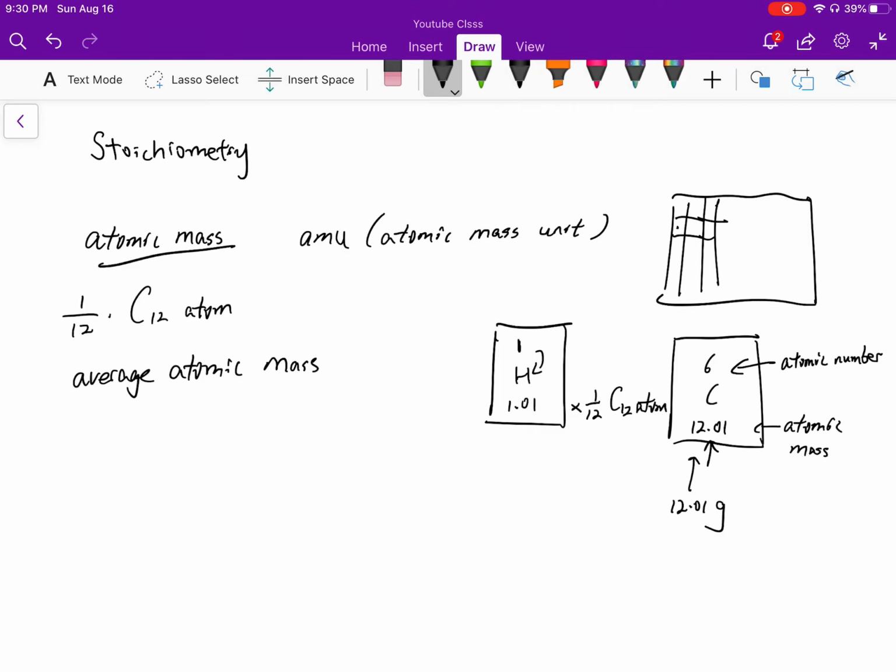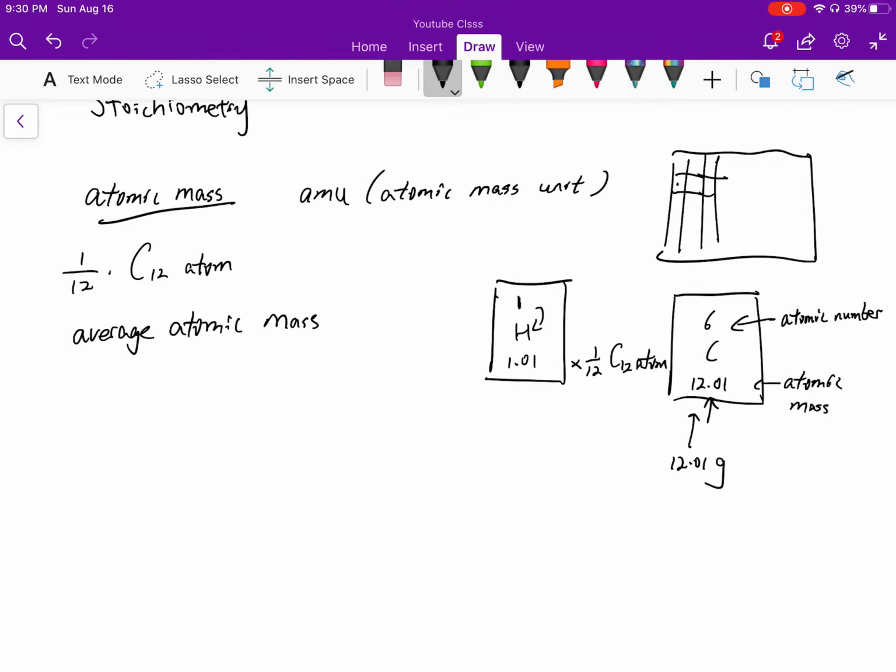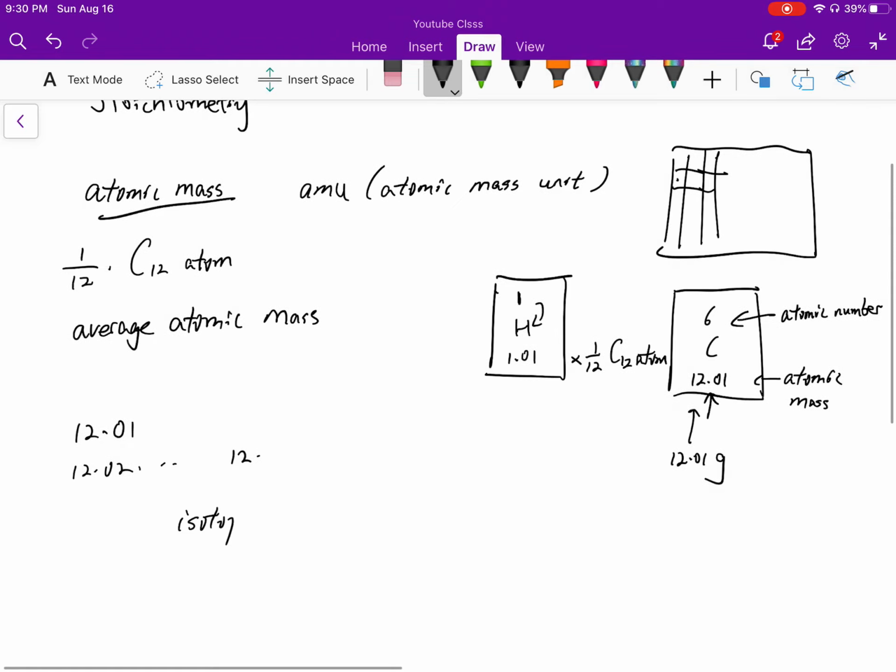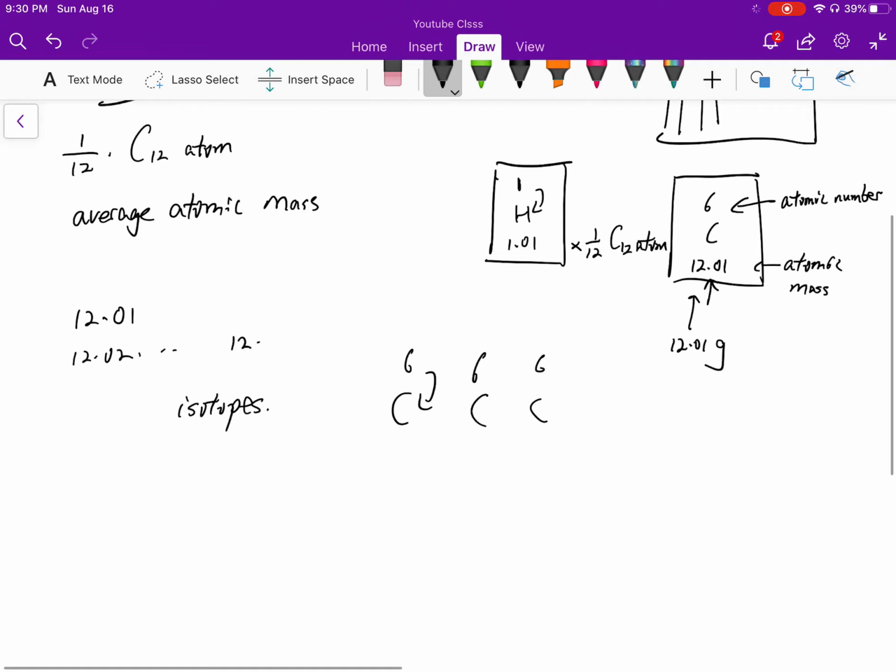But let's talk about what the average atomic mass is. The problem is, why is it in this weird form like 12.01, or sometimes you can see 12.02, etc.? Why is it not a whole number, just 12? The reason is because there are things called isotopes. These are all carbon. All of them have six protons. That's what makes them carbon. But they have a different number of neutrons. You might have six. You might have seven.